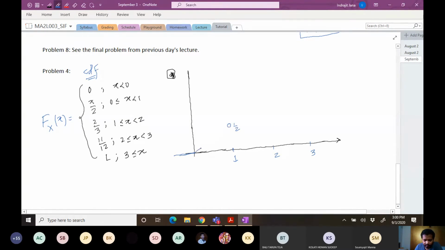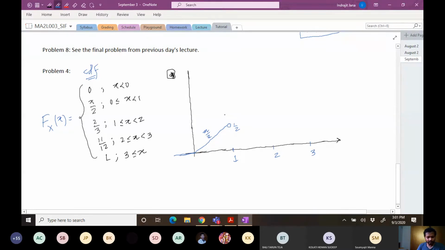From 0 to 1, it is x over 2. So I kept it open. If you look at this right side, I kept it like an open ball because here it says that when x is strictly less than 1, up to there it is x over 2. So 1 is not included.